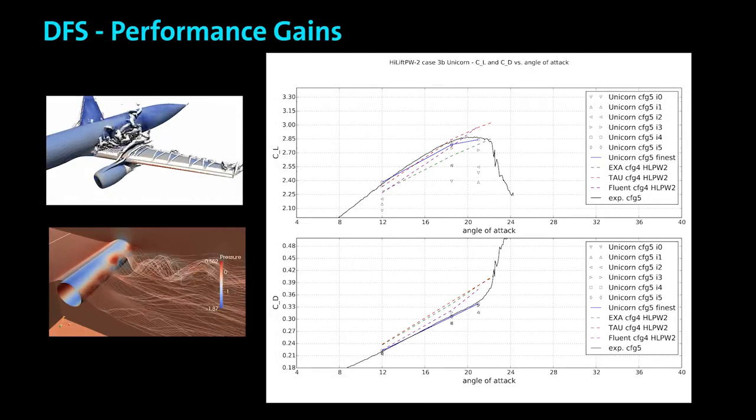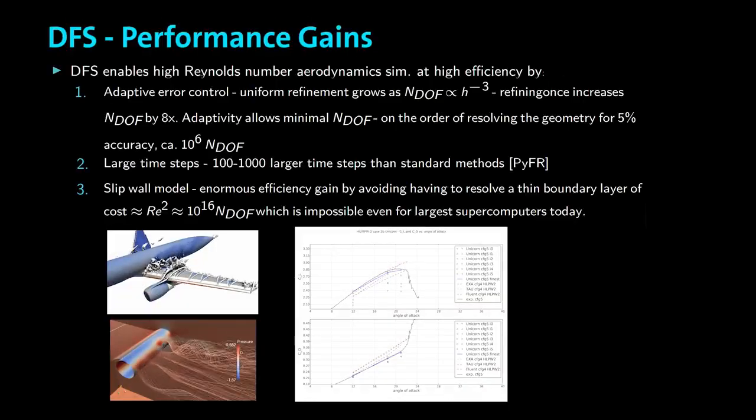In contrast, adaptivity allows a minimal number of degrees of freedom, on the order of resolving the geometry for about 5% accuracy that we have seen, about 1 million mesh points. The large time step formulation in DFS and Unicorn Phoenix allows 100 to 1,000 times larger time steps than standard methods.